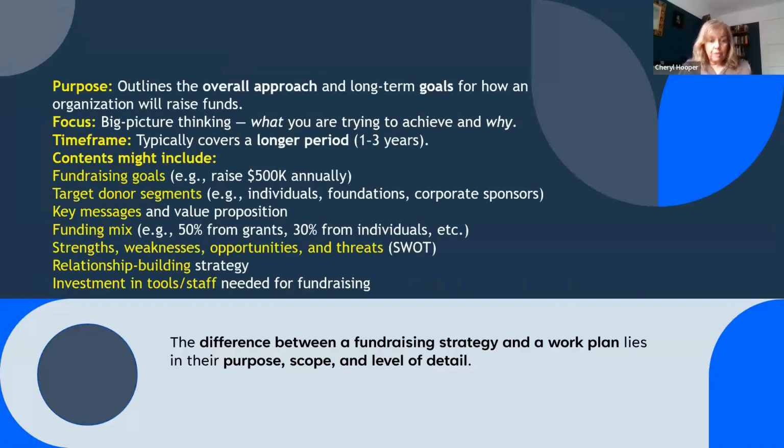So let's begin by clarifying the difference between a fundraising strategy and a fundraising plan. As I said earlier, when we talk about the fundraising strategy, think about a big picture approach. In other words, the overall approach and long-term goals, the things that need to be done each year to achieve the long-term goal, the mix of funding sources you would need to develop, analysing your NGO's strengths, weaknesses, what opportunities might be worth pursuing, and the resources you would need to achieve the overarching goal.